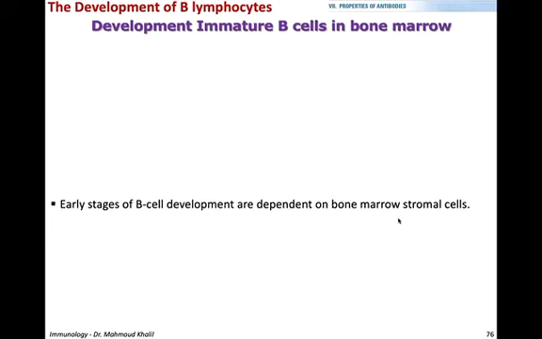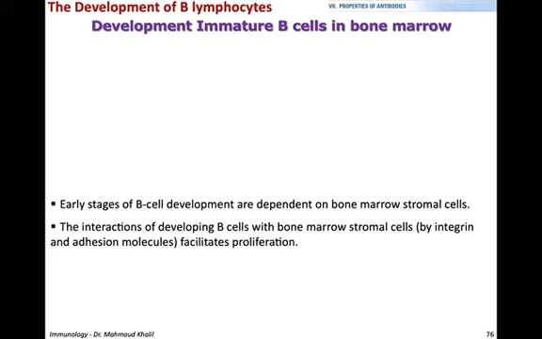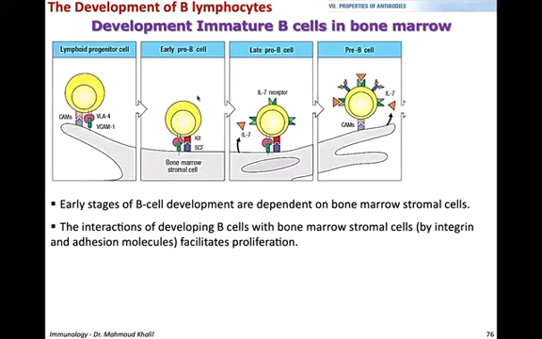The early stages of B cell development are dependent on the bone marrow stromal cells. The interaction of these B cells with the bone marrow stromal cells by integrins and adhesion molecules facilitates and directs their proliferation. So you can see here the different stages of the B cells, starting from the lymphoid progenitor cells until reaching the early, then late, pre-B cells, differentiated, as we said earlier, by the kind of receptor on their surface.